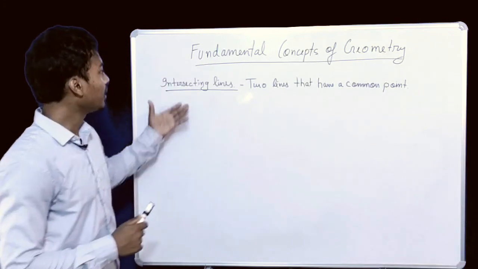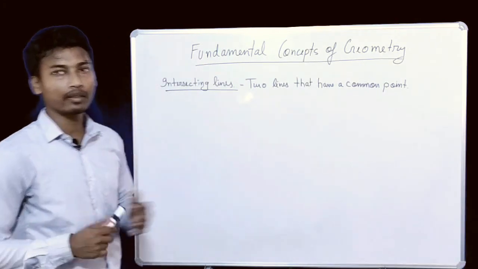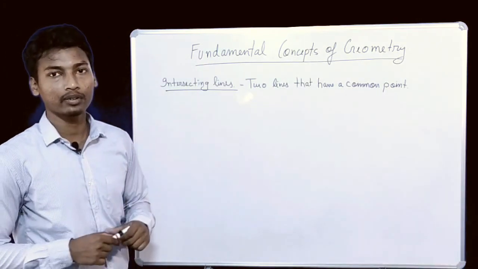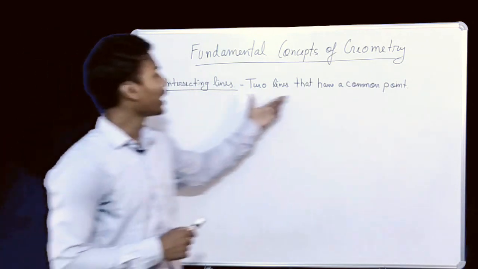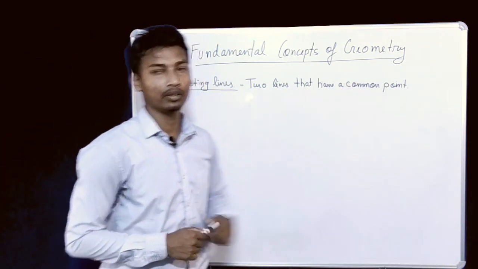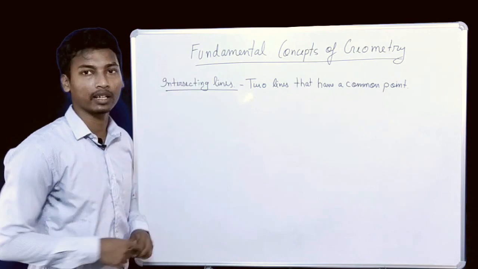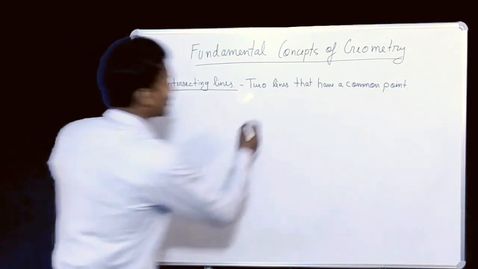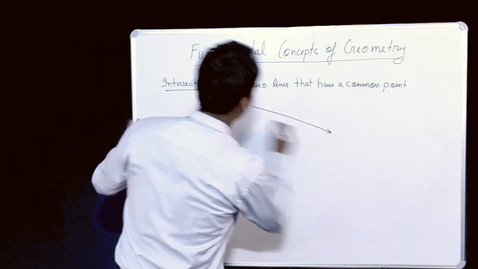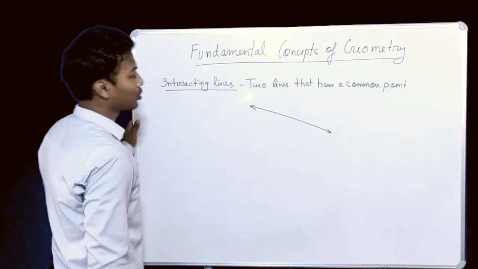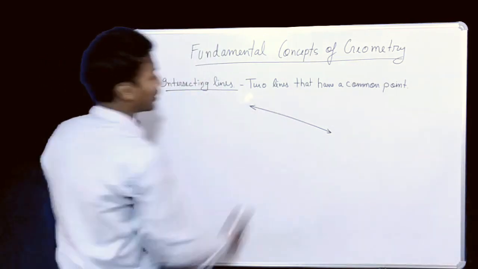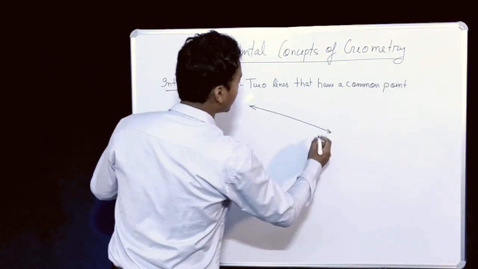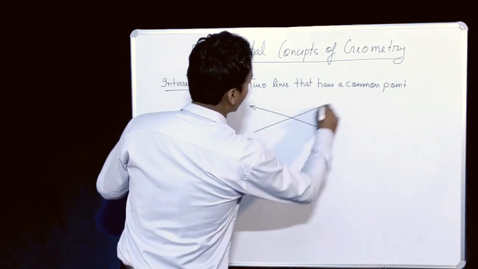Next, intersecting lines. Now what are intersecting lines? Now you know what a line is, right? So here, two lines that have a common point are said to be intersecting lines. So let's understand this with the help of a figure. So if this is a line and here we have another line.